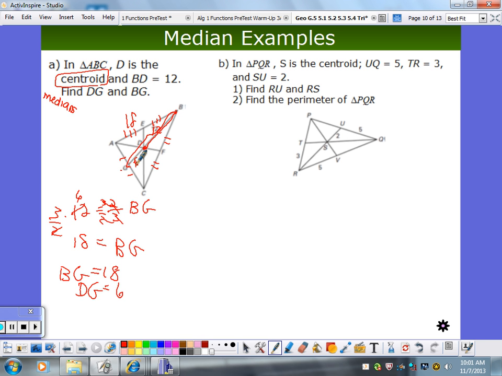PQR. S is a centroid, so again, that means median. UQ. This one. Here. 5.